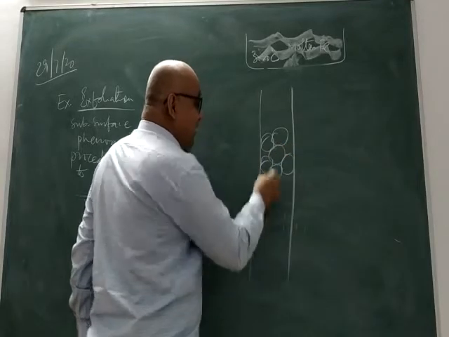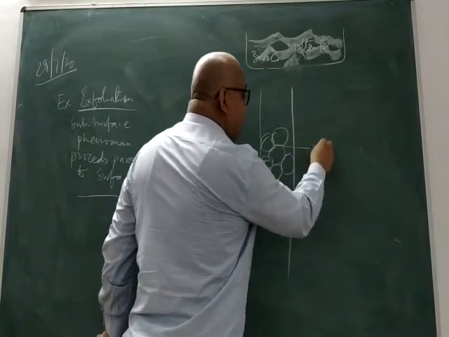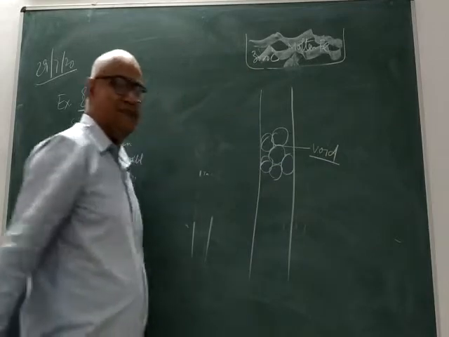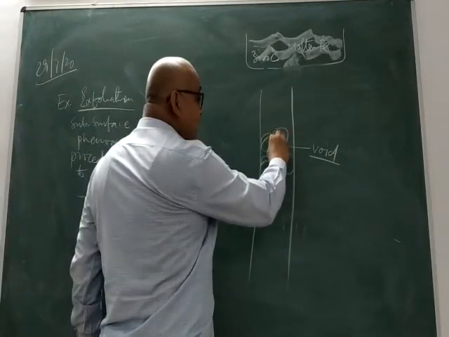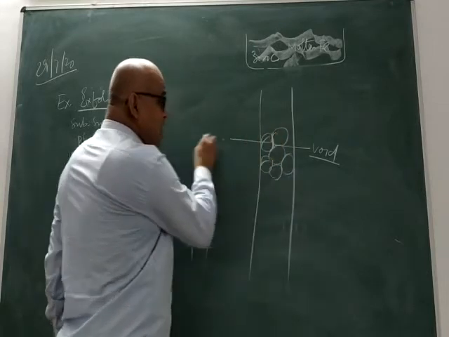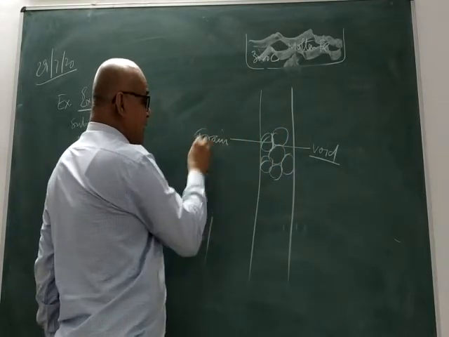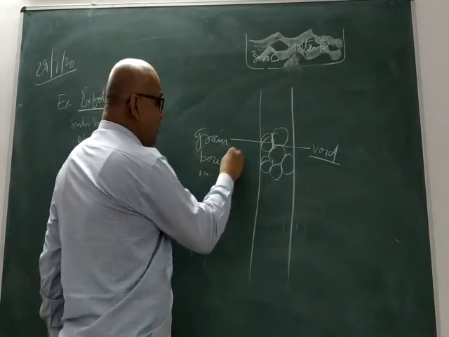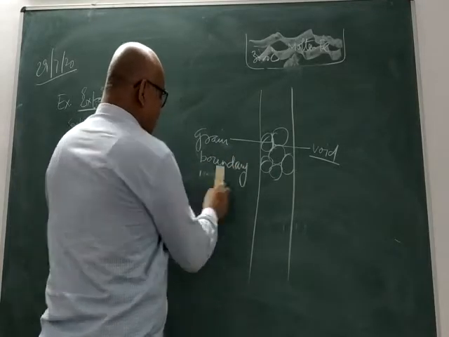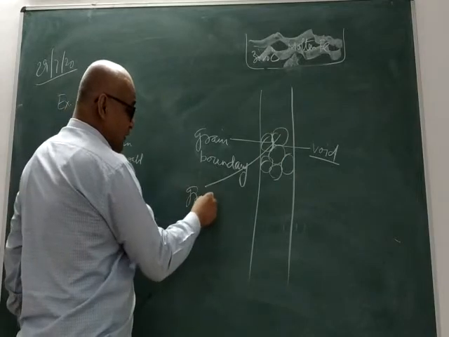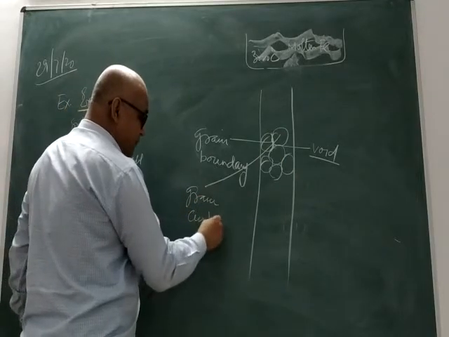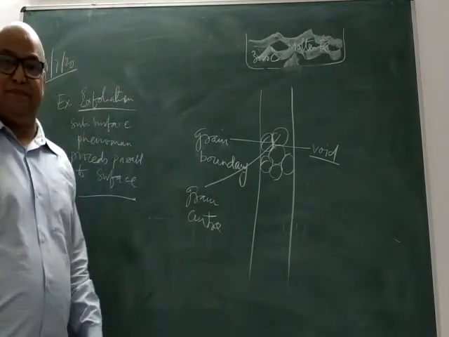Like this. This is known as void. Perhaps all of you know that. This is called grain boundary. This is your grain boundary. And this will be your grain center. Try to understand that.